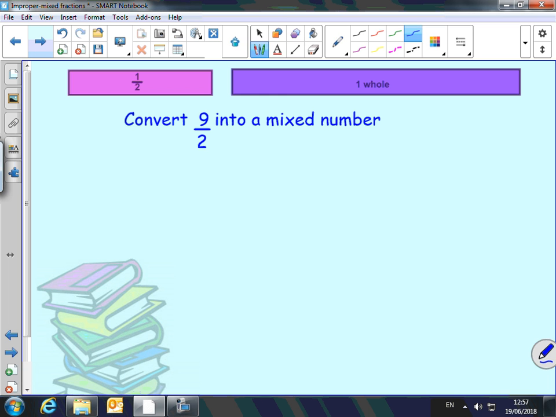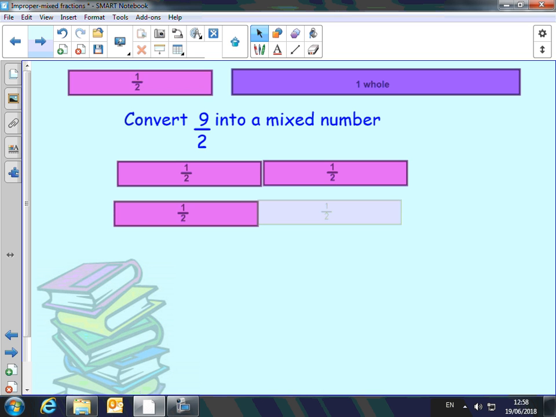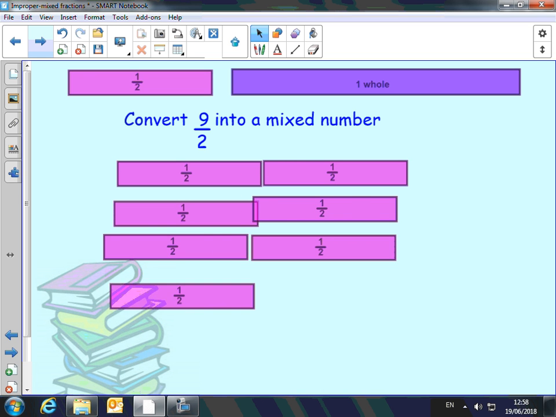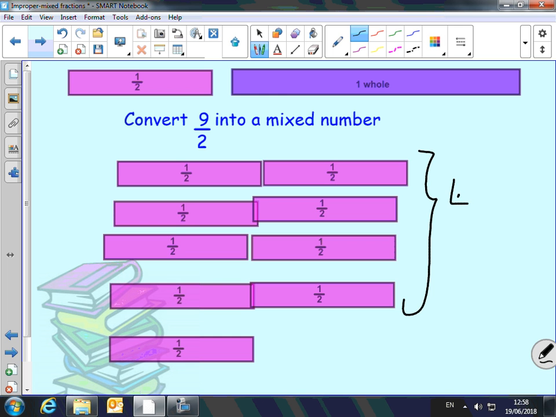Welcome back. So the first question you had was convert 9/2 into a mixed number. So to start this one off, I'm just going to show you what 9/2 looks like. So 1, 2, 3, 4, 5, 6, 7, 8, and our last one, 9. So hopefully you could see from your working that you had 4 wholes, and your remainder was 1/2. So 9/2 is equal to 4 and 1/2.